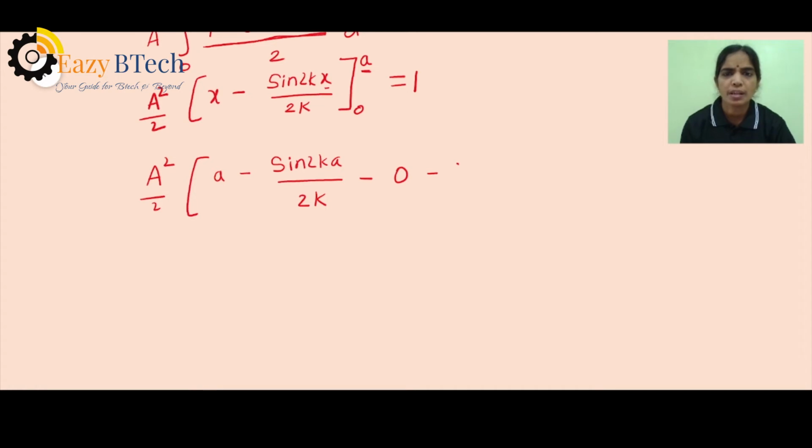So how much does it become? Sine 0 means it is once again 0. 0 by 2k is 0. This is the lower limit. So you are having this to be equal to 1.